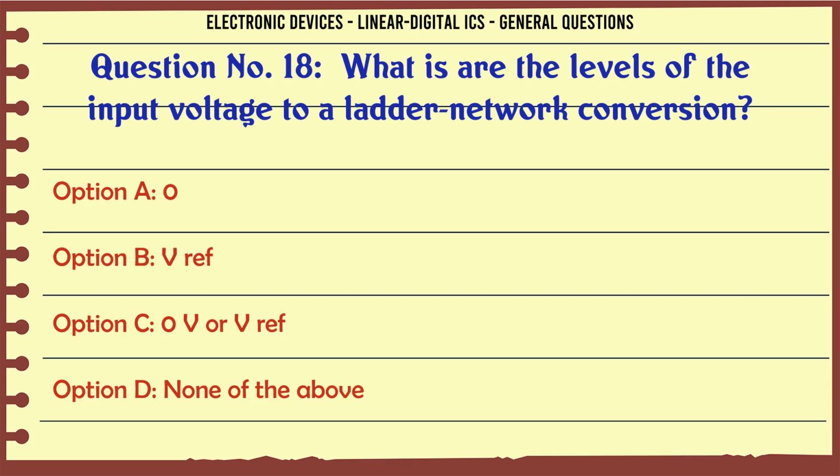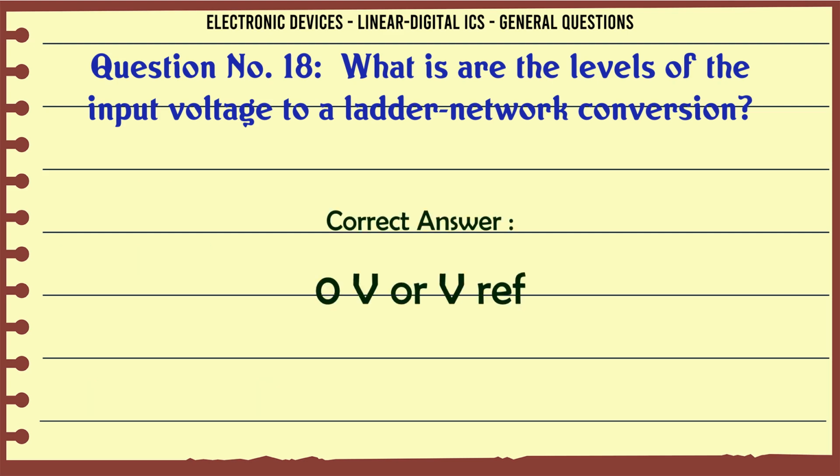What are the levels of the input voltage to a ladder network conversion? A. 0, B. Vref, C. 0V or Vref, D. None of the above. The correct answer is 0V or Vref.